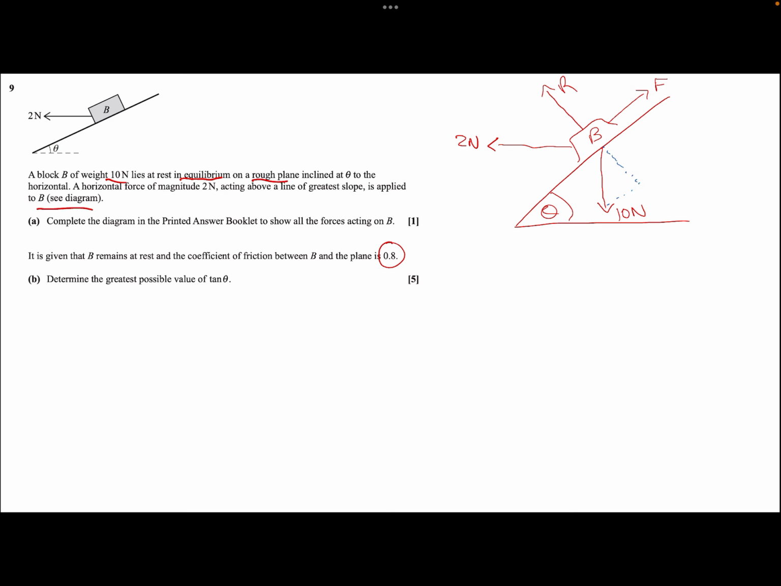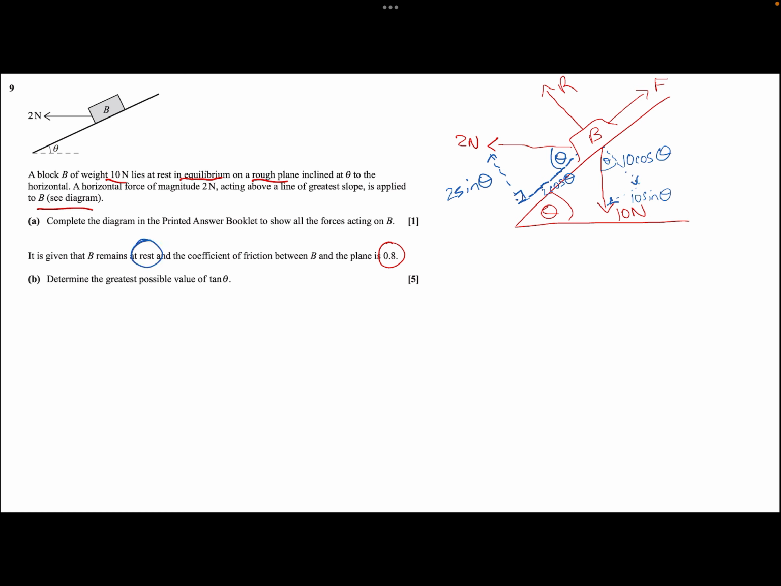I kind of create this right angle triangle here. This angle is theta, so we can see this is going to be 10 cos theta. This here is going to be 10 sine theta. If we do the same with the horizontal force of 2 newtons, kind of extending the triangle like this, again, this angle is theta because alternate angles, which means this force here is 2 sine theta, and this force here is 2 cos theta. Okay, this is acting to the left and up, this is acting down and to the left.